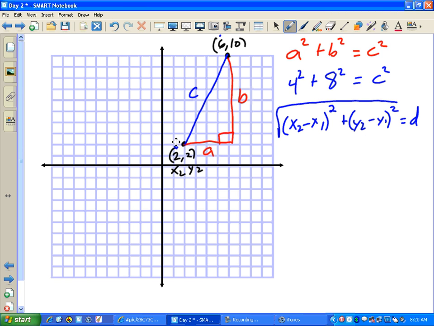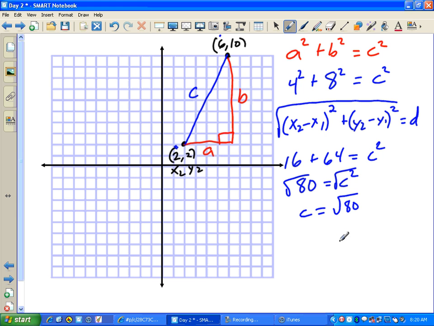So if you don't like using the distance formula, you can always make this right triangle and just use the Pythagorean theorem. So if I do 4 squared, I get 16. 8 squared is 64. This equals c squared. 16 and 64 would be 80, which is c squared. So to get the distance, I have to square root, because I don't want to know how long c squared is. I want to know how long c is. So I'm going to square root both sides. So c is the square root of 80.